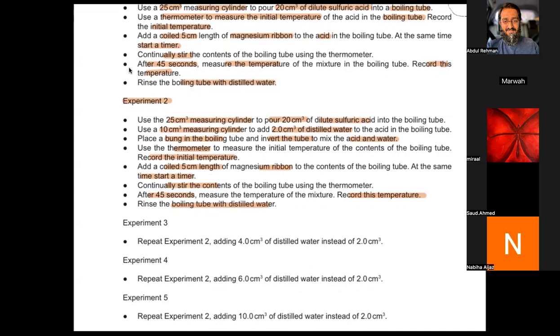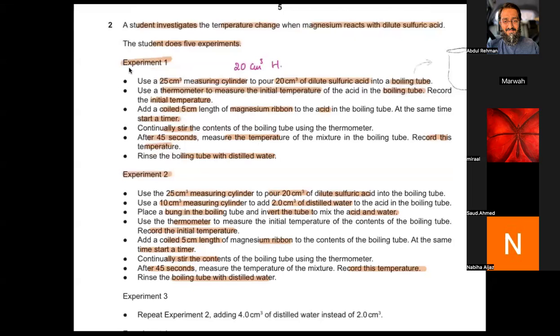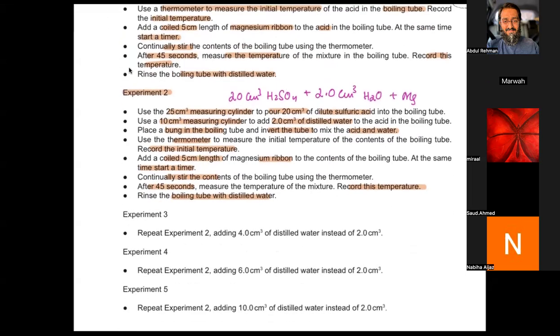Okay, so see, what is the difference among these? If you see, we have only 20 centimeter cube of sulfuric acid and magnesium ribbon. Over here, we have 20 centimeter cube of sulfuric acid plus 2 centimeter cube of distilled water and then magnesium ribbon, right?